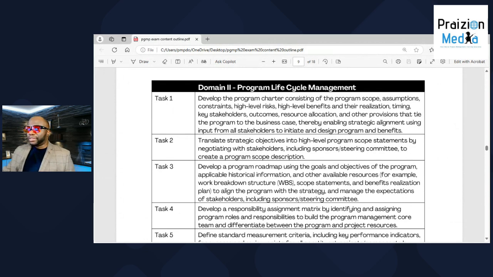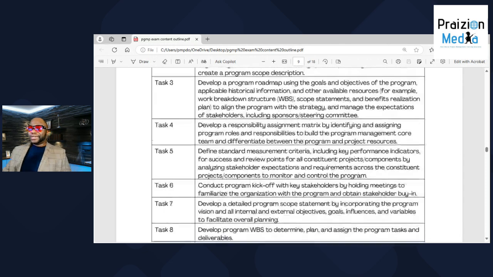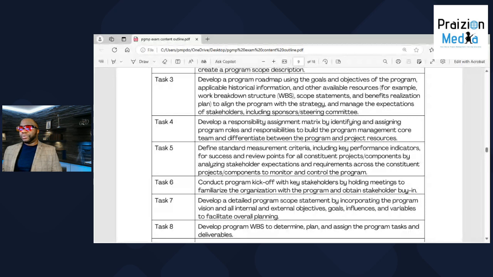So, task one, develop the program charter, right? Why? It puts everyone on the same page. It just makes sense. Task two, translate strategic objectives into high level program scope statements by negotiating with stakeholders. So, you got to see the big picture scope. You got to make sure there's a solid understanding of it. Task three, develop a program roadmap using the goals and objectives for the program. This just makes sense. Show the way at a high level, milestones, however you want to do it.